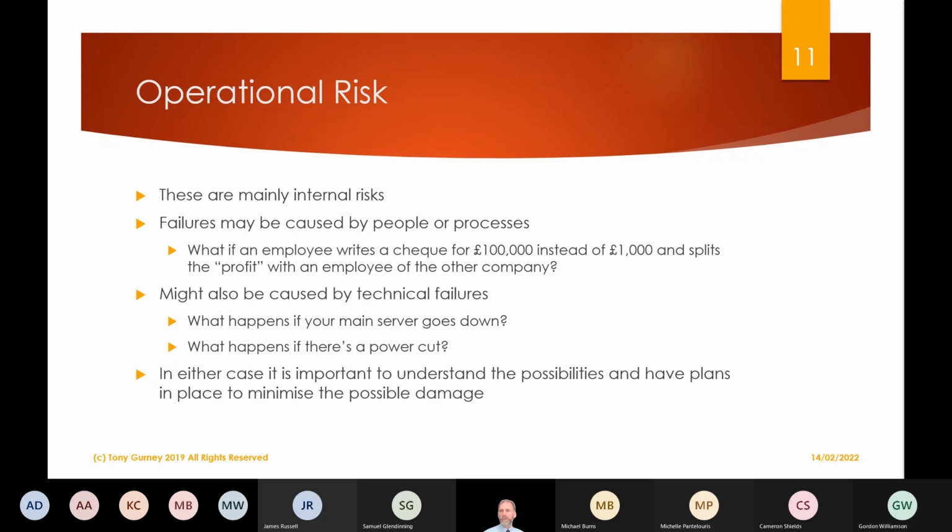Because you guys are cybersecurity, what happens about other operational issues? What happens if somebody hacks your server? What happens if your server goes down? What does that do to your organization? What happens if somebody doesn't hack your server and it just fails anyway?